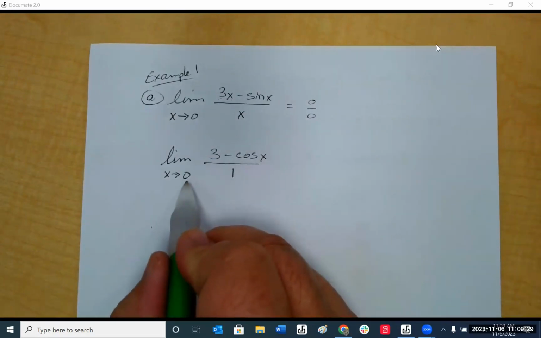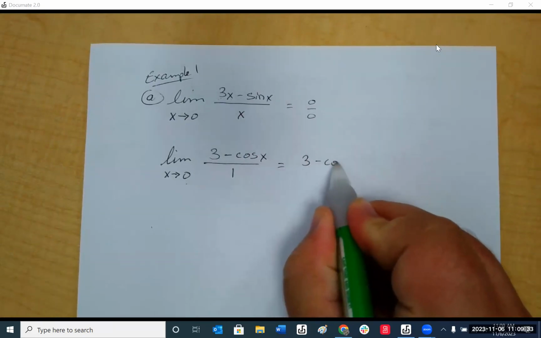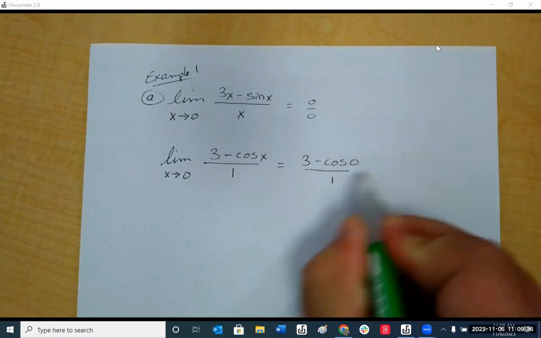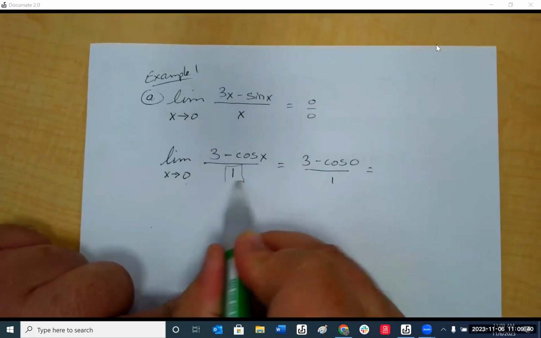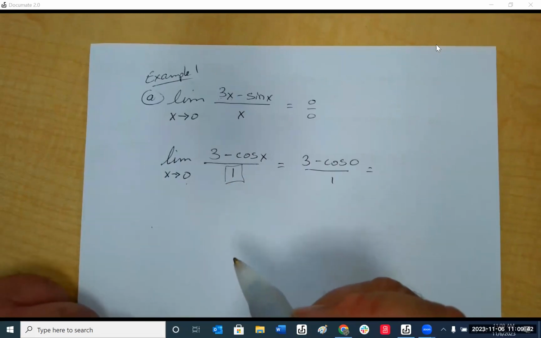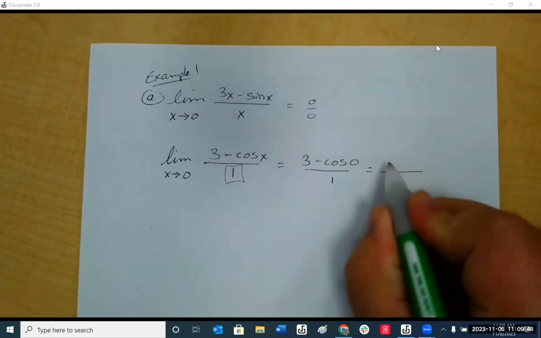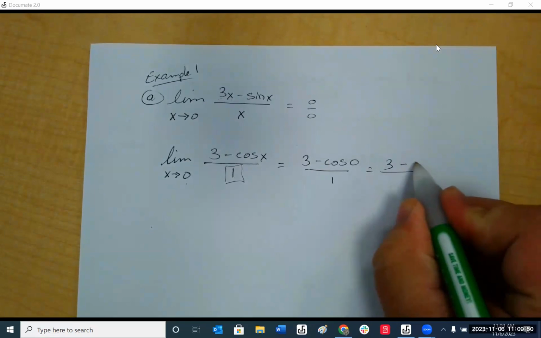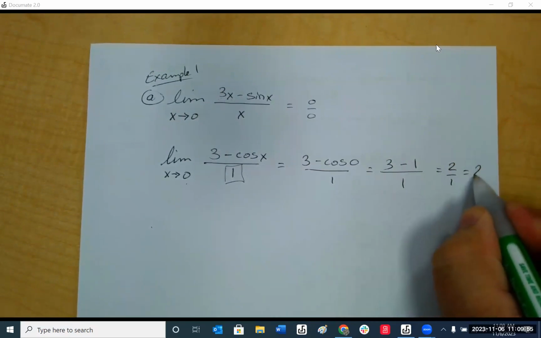We take the limit again. If we put the limit in there, we get 3 minus cosine of 0 over 1. We couldn't take L'Hopital's again because this is no longer 0, so we're stuck with whatever this answer gives us. Cosine of 0 is 1. So the limit is 2.